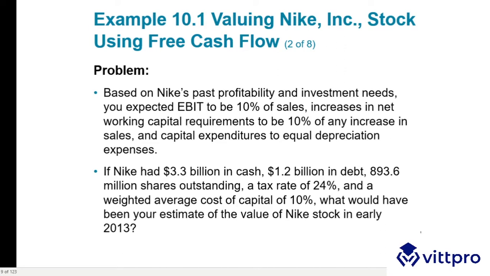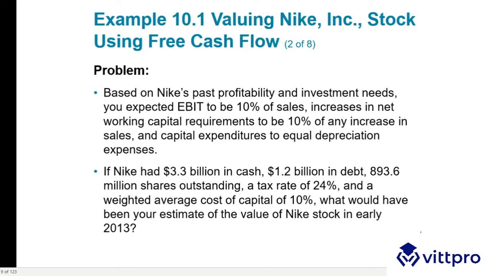And then based on the profitability, you can say that EBIT is 10% of the sales. There is an increase in the working capital requirement of 10% of any increase in the sales. And then they have total cash of $3 billion in hand, $1.2 billion in debt, 893.6 million shares outstanding, a tax rate of 24%, and a weighted average cost of capital of 10%. What would be the estimated value of Nike in early 2013?